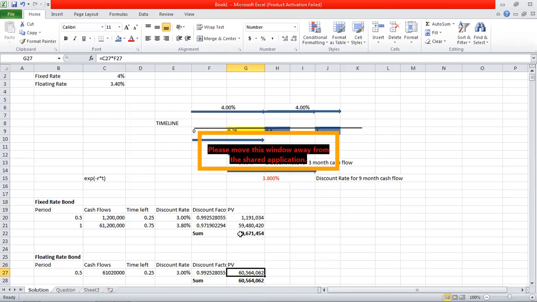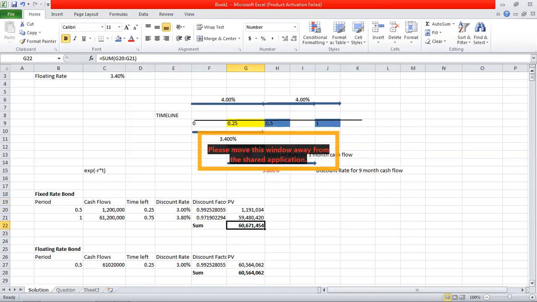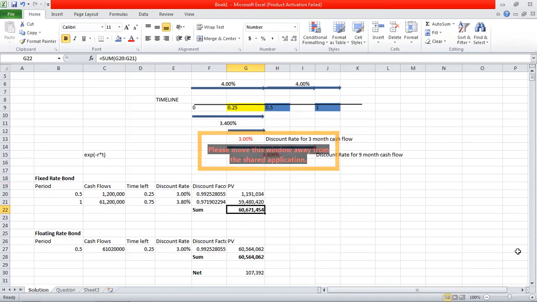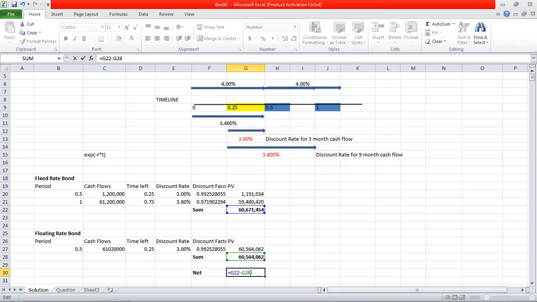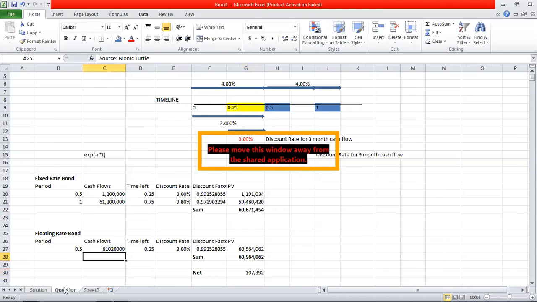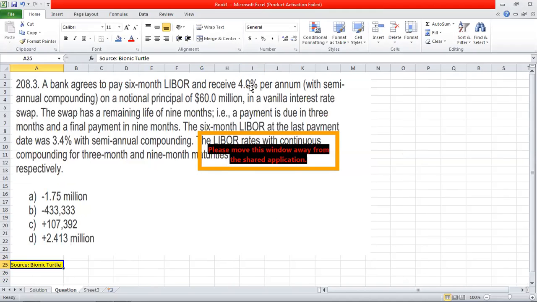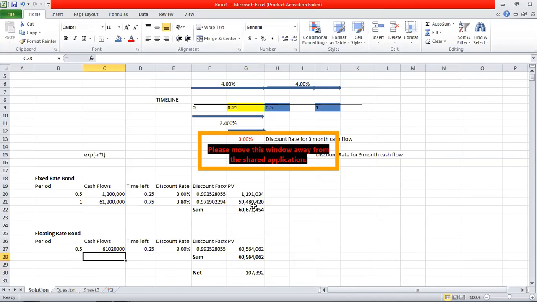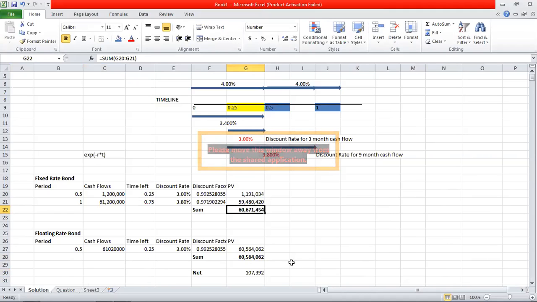So the present value of the fixed rate side is 60.67 million. The present value of the floating rate side is 60.54 million. Okay, so the value of the swap is simply the present value of the fixed rate bond minus the present value of the floating rate bond. Now, this is a positive value. The reason is we are going to be receiving fixed and paying LIBOR. So receiving fixed and paying floating. So obviously the receive leg is worth more than the floating leg. So the net present value comes to be 107K, or 107.4K.